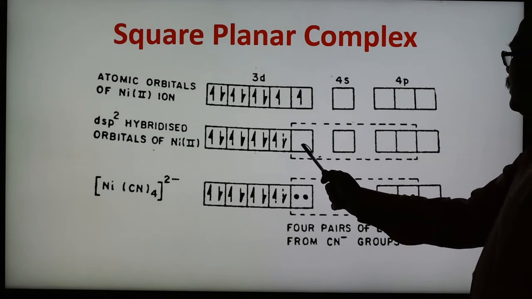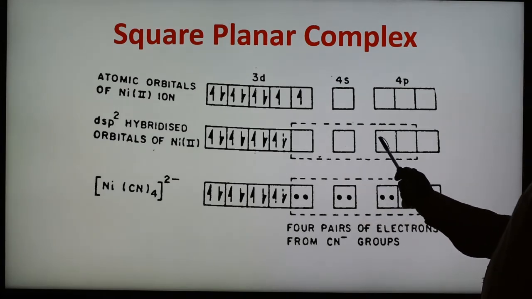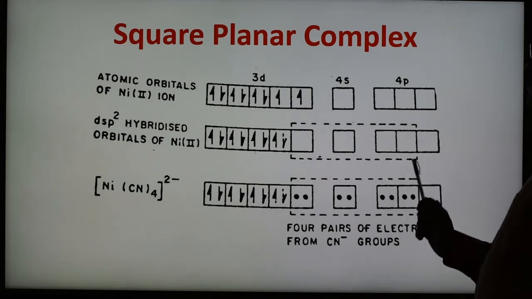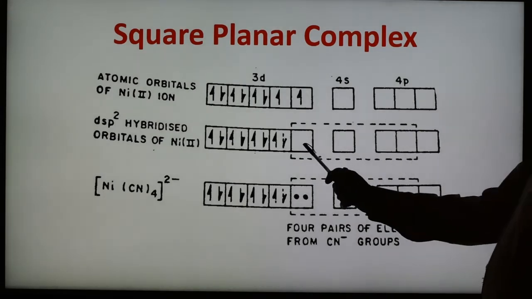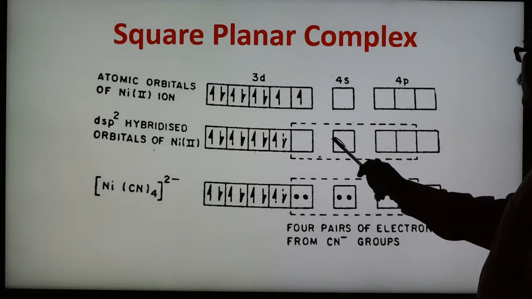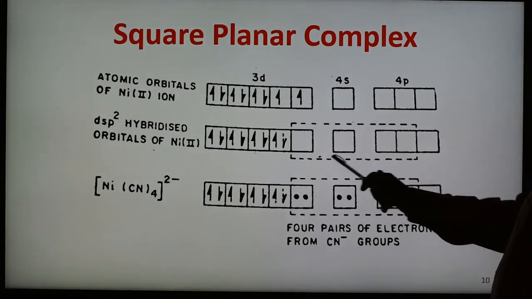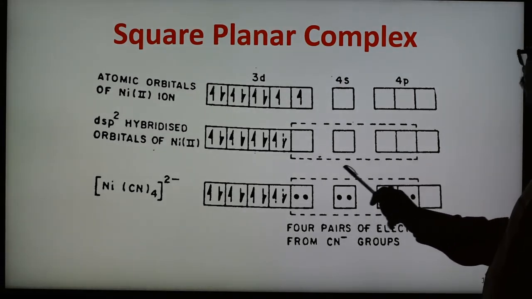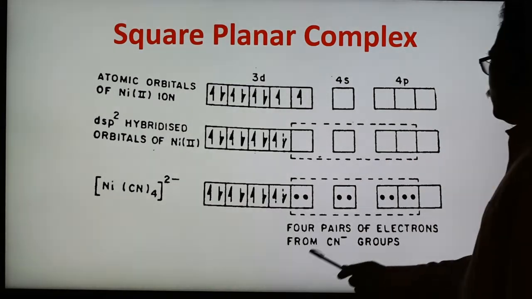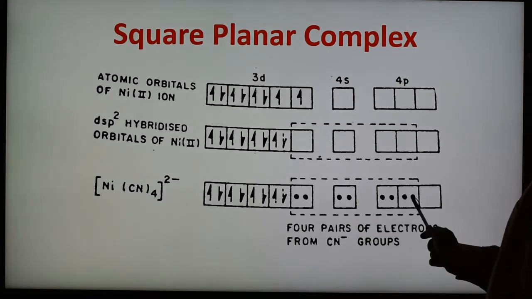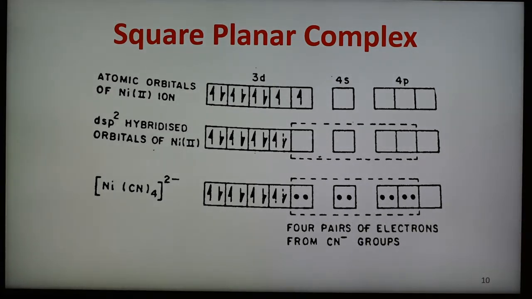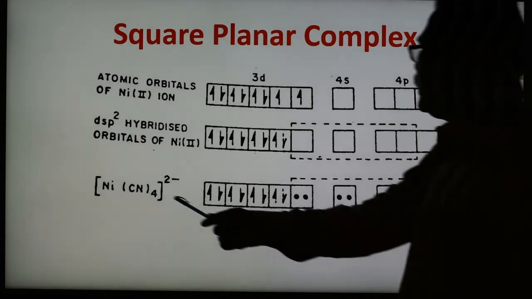So here one d orbital, one s orbital and two p orbitals undergo hybridization, forming dsp2 hybrid orbitals of equal energy and shape. So 1, 2, 3, 4. Out of these, 1 d, 1 s and 2 p. So this is the dsp2 hybridization of nickel 2 plus. Now these vacant orbitals accept electron pairs from the 4 ligands, the CN cyanide groups. Cyanides are there, 1, 2, 3, 4. These dots mean electron pairs. So 4 electron pairs are taken from the 4 ligands, forming this type of complex [Ni(CN)4]2-.